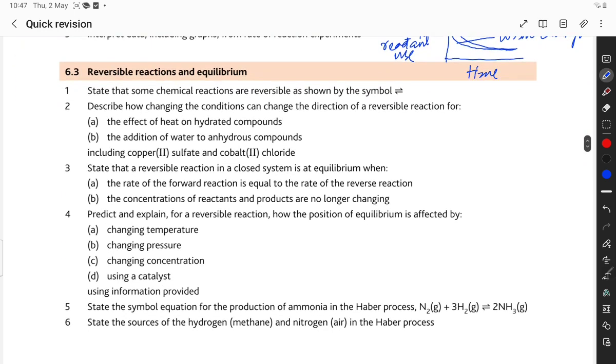So next topic is reversible reactions and endothermic reactions. State that some chemical reactions are reversible as shown by the symbol. This is the symbol of reversible reaction. Describe how changing the conditions can change the direction of a reversible reaction. The effect of heat on hydrated compound. For example, this is hydrated compound.